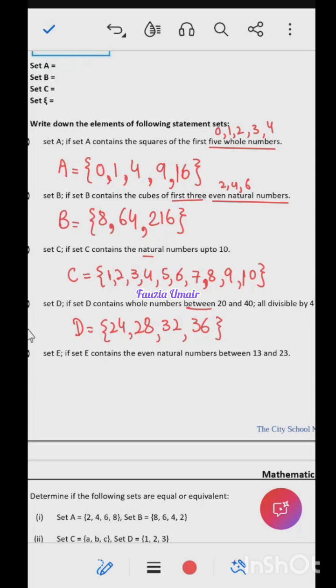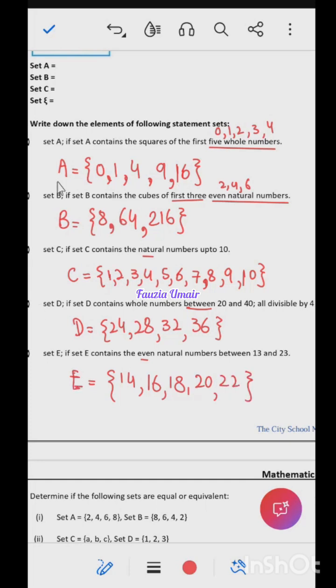Now the E part. Set E contains the even natural numbers between 13 and 23. So even natural numbers between 13 and 23: 14, 16, 18, 20 and 22. Very good. So these are the even natural numbers between these two.